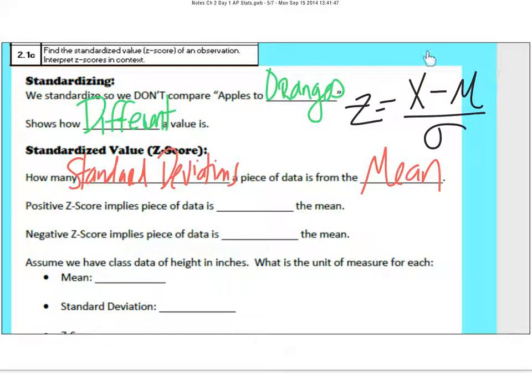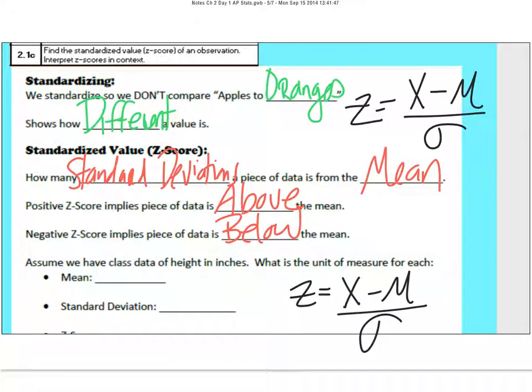Now, what if we use this calculation? Again, let's talk about our time on the hurdles. If I took my time on the hurdles minus the mean of the team divided by the standard deviation of the team, and what if I get a positive z-score? What does that imply? Well, it implies that the data is above the mean, versus if we compute and get a negative z-score, again, my piece of data minus the mean, if it's negative, I'm going to be below the mean for this one.